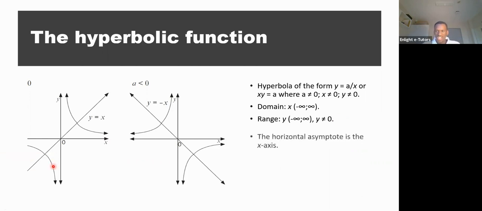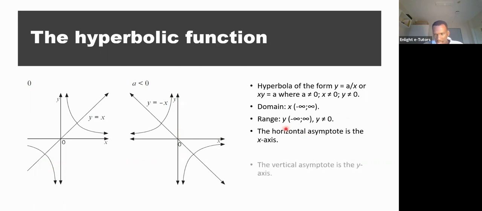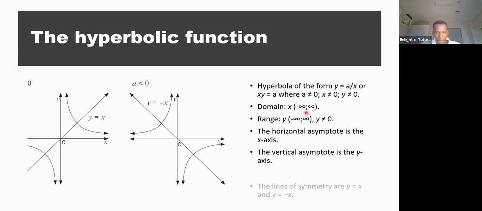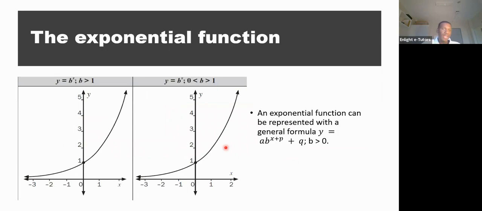Okay. So, like they said here, the asymptote is the x-axis, which is the x-axis here, and the vertical asymptote is the y-axis. That's why I said it can't be equal to 0 for both of them. You understand? Yes. And then the line of symmetry for this one is y is equal to x. For this one is y is equal to negative x. Okay. Yeah.